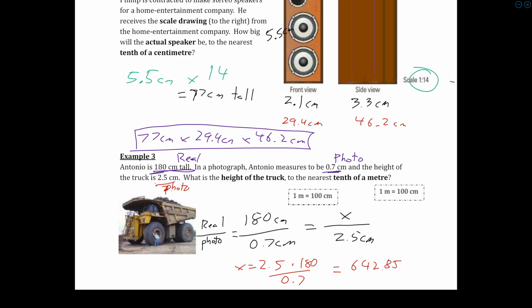642.85. And I notice, wait, I'm not quite done yet. It asks me nearest tenth of a meter, 100 centimeters in a meter. So I need to move that decimal over 2. So this ends up being 6.4 meters. Cool. 6.4 meters. Nice.